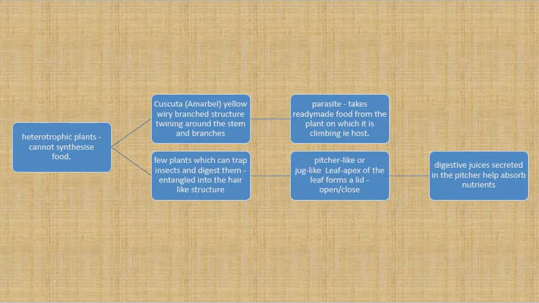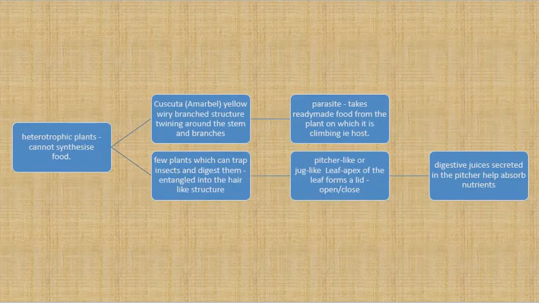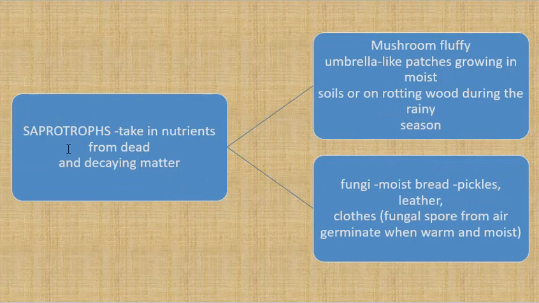Then there is another type of heterotroph, which is the insect-eating plant, where the pitcher or jug has a lid to open and close. The hair-like structure gets the insect in. The lid is closed and the digestive juices are secreted. Now we have something called saprotroph. Among heterotrophs, there is Rhizobium, there is a parasite, there is Cuscuta, then we have the pitcher plant, and then we have saprotrophs.